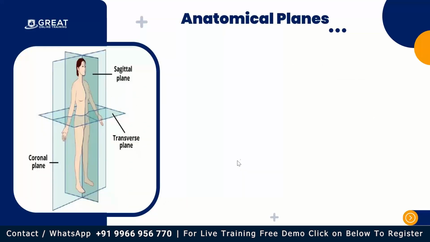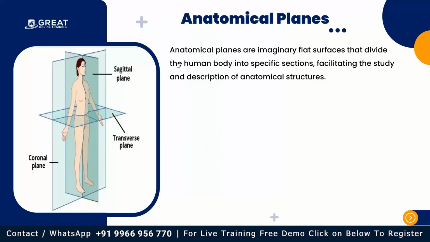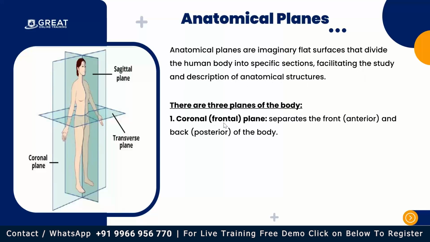So now we'll see anatomical planes: sagittal plane, transverse plane, and coronal. Anatomical planes are imaginary flat surfaces that divide the human body into specific sections, facilitating the study and description of anatomical structures. There are three planes of the body. First, coronal, also known as frontal plane. This is the coronal plane, also known as frontal plane. It separates the front, meaning anterior, and back, meaning posterior, of the body.